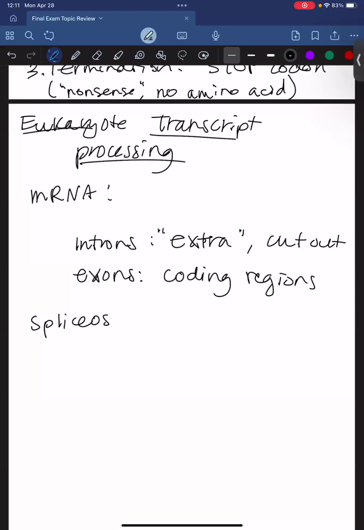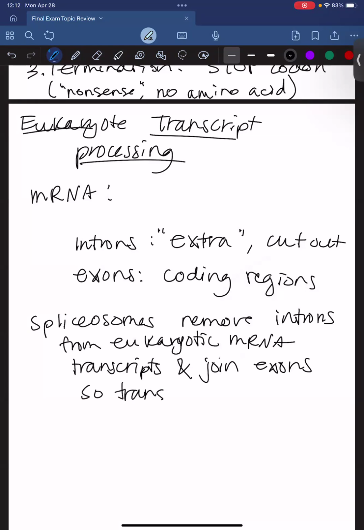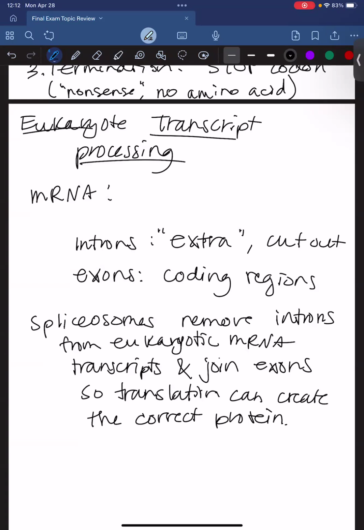Spliceosomes remove introns from eukaryotic mRNA. And they join exons so translation can occur. Okay? We good? All right.